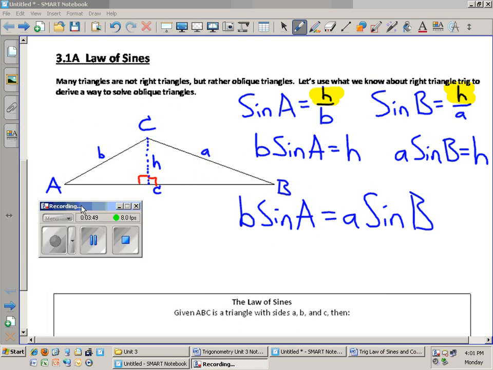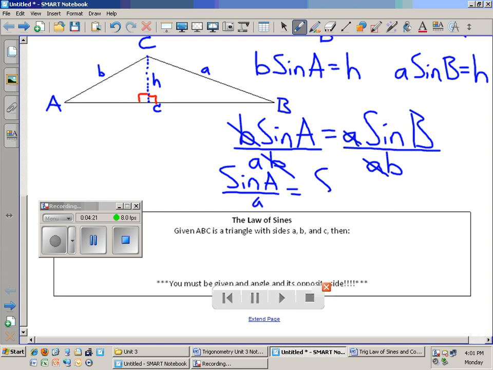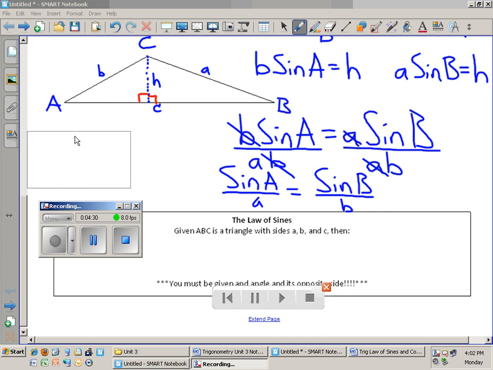Now, your book writes that relationship between sides and angles in a slightly different fashion. It divides this side by B and this side by B, and it also divides this side by A and this side by A. So the B's cancel here, the A's cancel here, and you're left with the sine of A over A is equal to the sine of angle B over B. And that is, in essence, the law of sines.